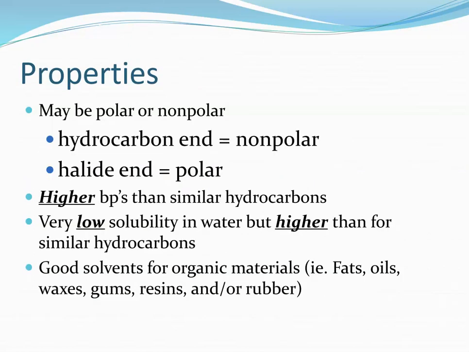Depending on where the halogen group is located on the parent chain, organic halides may be polar or nonpolar. If the halogen is toward the center, leaving hydrocarbon ends on the parent chain, the molecule would be nonpolar. If the halide is on the end of the parent chain, the molecule would be polar. Organic halides have higher boiling points than their corresponding alkanes. They have low solubility in water, but they are more soluble than similar hydrocarbons.